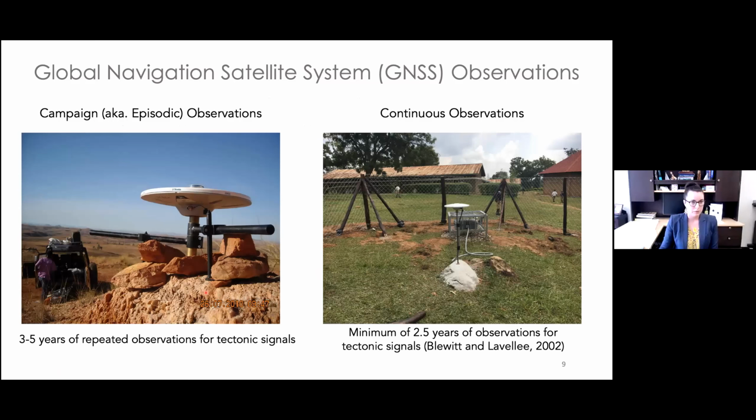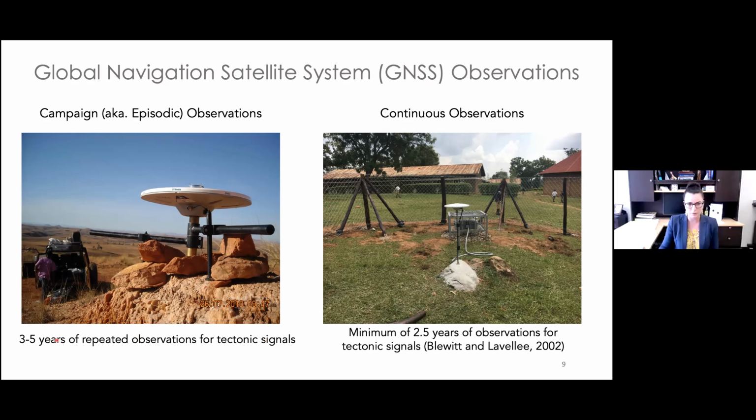And I also wanted to point out that there are 2 types of GNSS observations. There's campaign, which is also known as episodic observations. So these are systems where you measure a benchmark that stays fixed, and you'll set up your instruments for a few days or maybe a couple of weeks, and then take your instrument down, and then you come back maybe 6 months later or a year later, remeasure that same benchmark and see how far it moved over the time period between your observations.